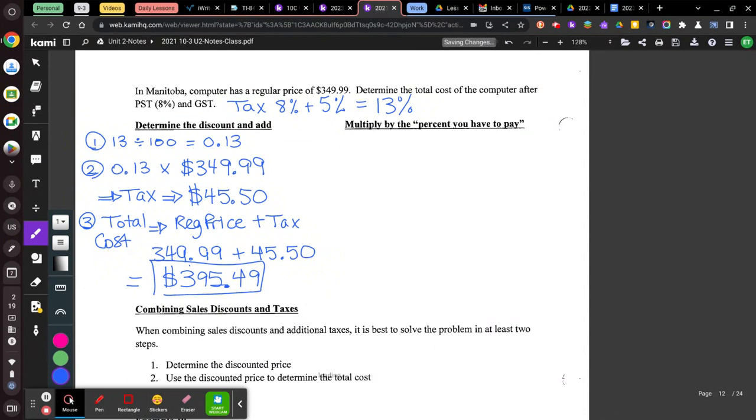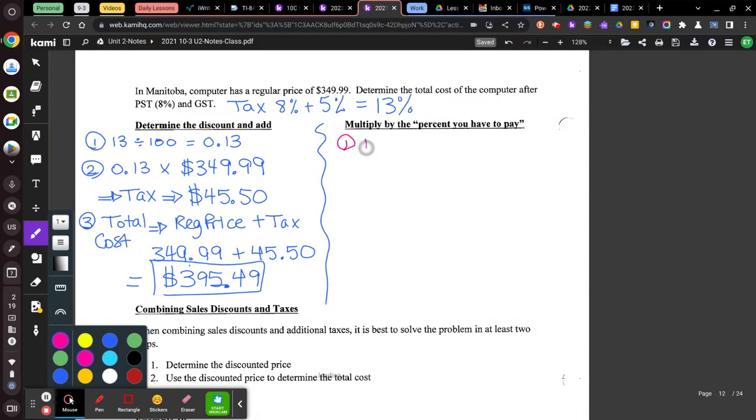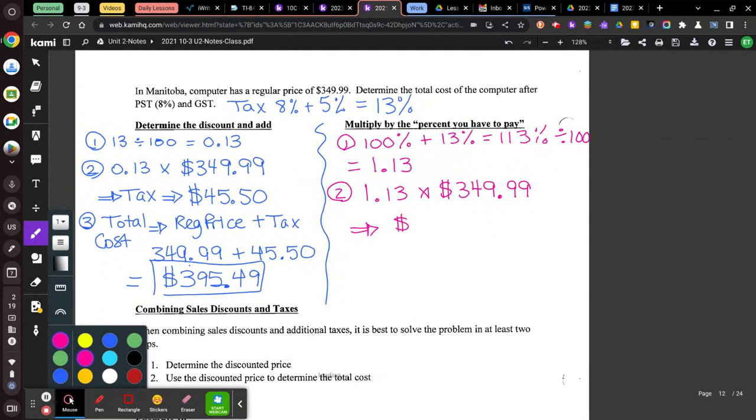Okay, we're going to get the same answer on the right-hand side, but we're going to do it within 2 steps. It's not going to take us as long. So I've got my 13%. I'm going to take my 100% plus my 13% to give me 113%, and that's what I'm dividing by 100. That's going to give me 1.13. Step 2 is the same. You take your decimal and you multiply it by the money. So 1.13 times the money, which is $349.99. And that's going to give me my total cost with tax added, $395.49. So you get your answer with the tax added into it.